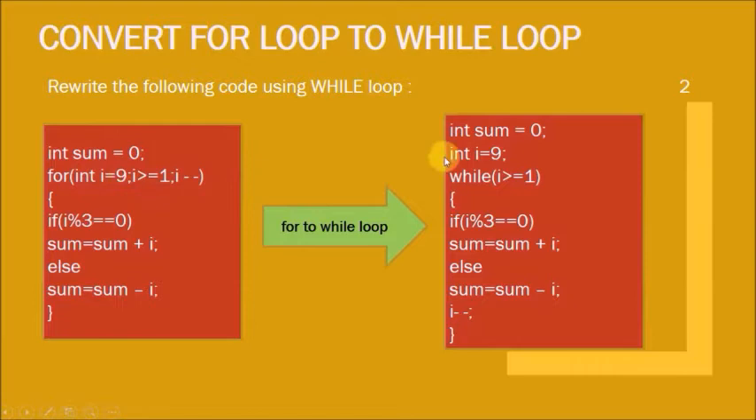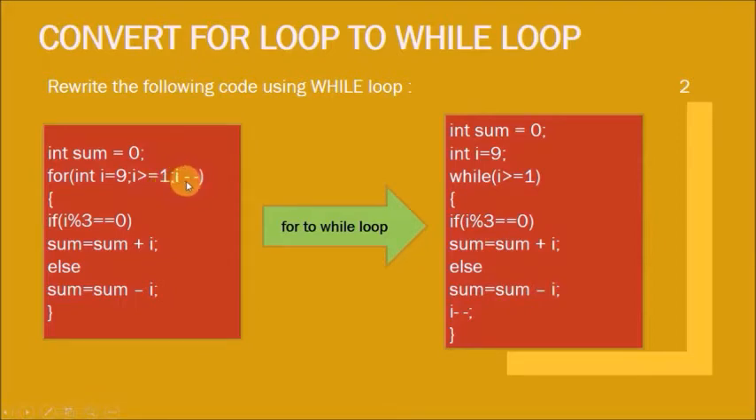So we will write this statement here, int i = 9. Then we will write the keyword while, and with the while we will give the test expression. See, this is the test expression. So i >= 1 will remain with while. Then the body of the loop will remain the same. So you can see here we write the same statements again, and the last statement will be the update expression.